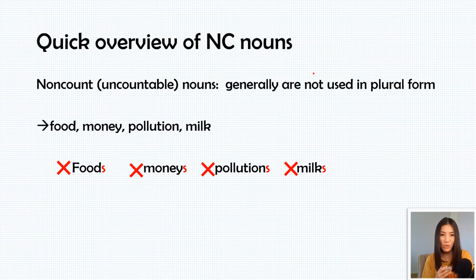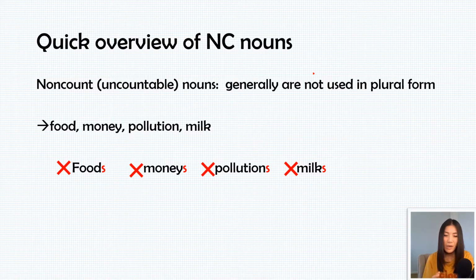In our last video, we talked about what non-count nouns are and how to identify and categorize them. But if you missed that video, we'll just have a very quick overview. So non-count nouns are nouns that generally are not used in their plural form. So they're used in their singular form. For example, words like food, money, pollution, or milk are generally used in their singular form.